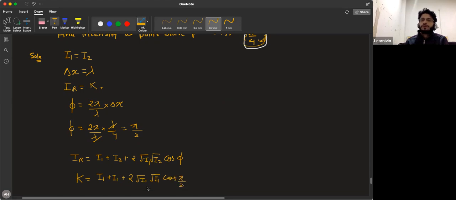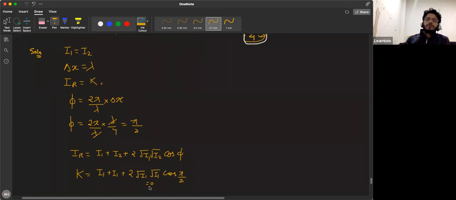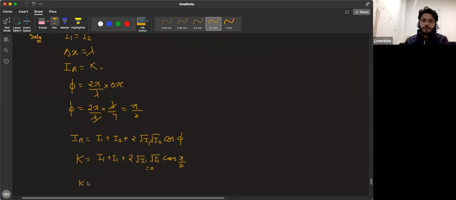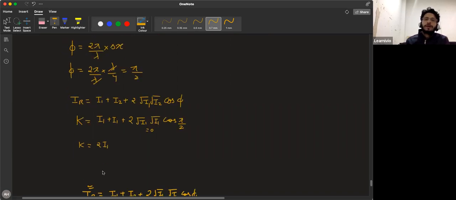See, cos pi by 2 is 0. So this term will be 0. So your K is 2I1, and you can write that your I1 is K by 2. So you have the intensity of individual waves now, and obviously this is equal to I2, both are equal.